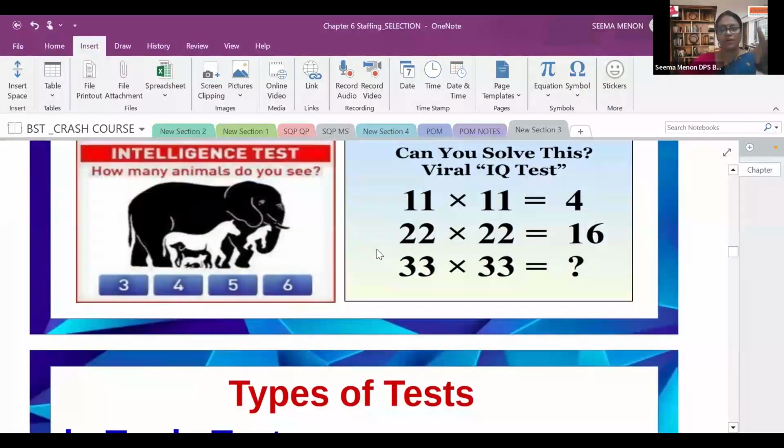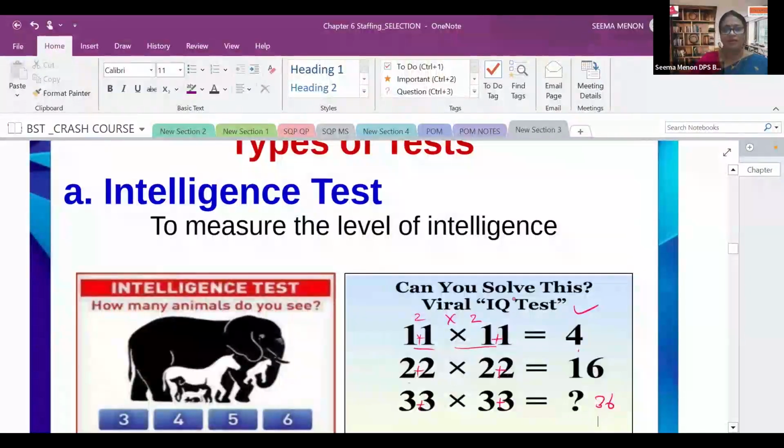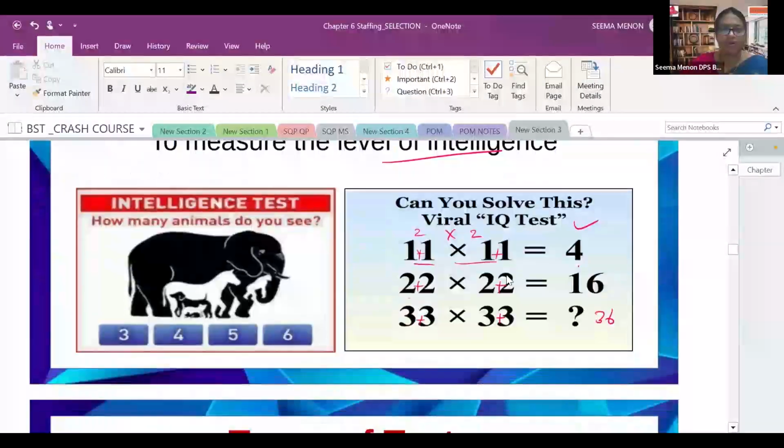Here a few questions are given, and accordingly they have to answer. Here one IQ test question is given: 11 into 11, how much is that? We add 1 plus 1, 1 plus 1. How much do we get? 2 multiplied by 2, we get 4. So one you will be able to identify. The other is easy. 2 plus 2 is 4, then 2 plus 2 is 4. 4 into 4 is 16. Then 3 plus 3 and 3 plus 3, that is 6, 6 sixes are 36. There comes the intelligence level, to know the level of intelligence. That comes under the intelligence test.